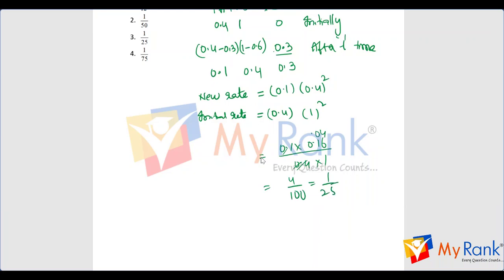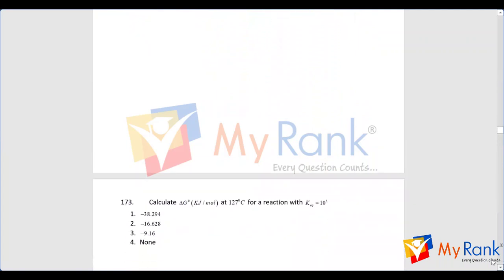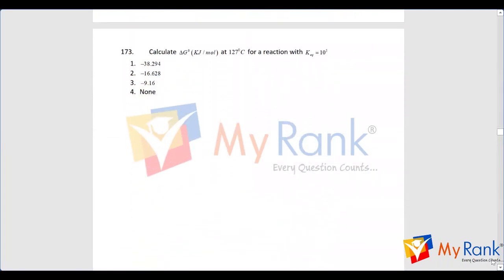So therefore, the new rate is 1 by 25. So this is your correct option. The next one is question number 173. Calculate the delta G naught at 127 degrees centigrade for a reaction with K equilibrium.